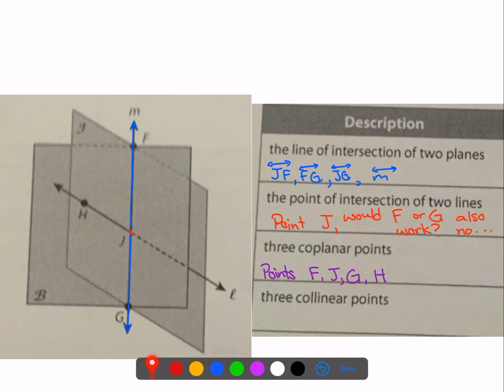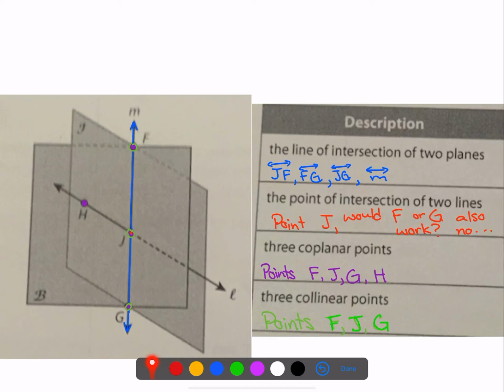And then lastly, 3 collinear points. Well, there's only one line that has 3 points on it. That'd be line F, J, and G. Those 3 points would create those collinear points. So points F, J, and G. Let me go ahead and make this a little bit brighter. F, J, and G, those are the 3 points that are collinear, meaning they lie on the same line.